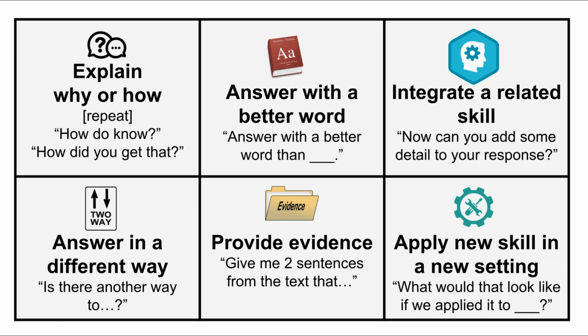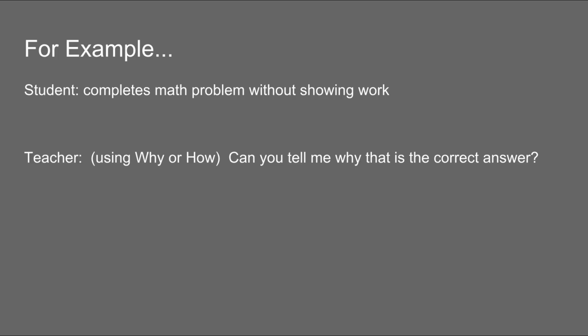Getting students to explain why or how they know, having them answer in a different way or with a better word, asking them to provide evidence, requiring them to integrate a related skill or applying the skill in a new setting are all ways to stretch student responses to be more detailed and academic. For example, if a student completes a math problem without showing any work, we can ask students to stretch it by asking how or why their answer is correct.